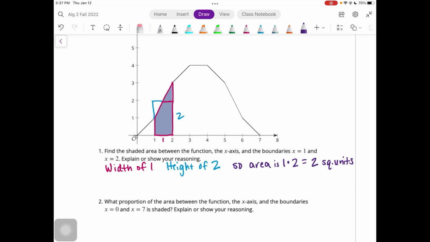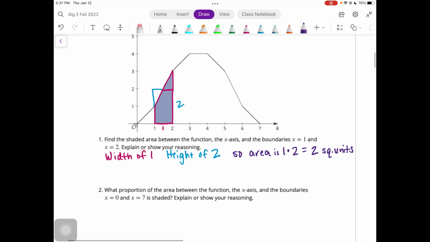Okay, well, let's take a look at part 2. What proportion of the area between the function, the x-axis, and the boundaries 0 to 7 is shaded? So we already know how much is shaded, or the area of the shaded. So now we need the area of the entire function. And so let's try to figure this one out.